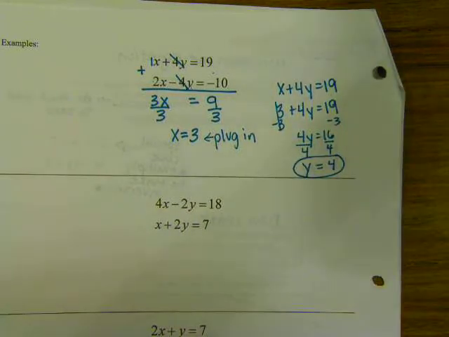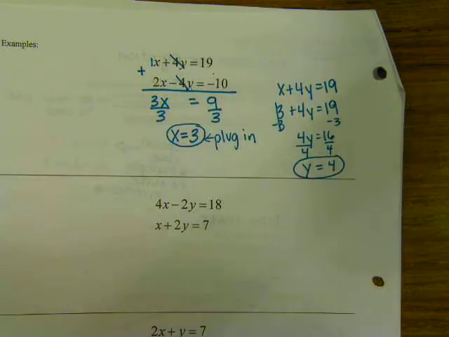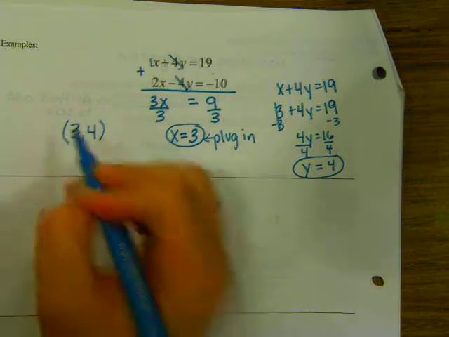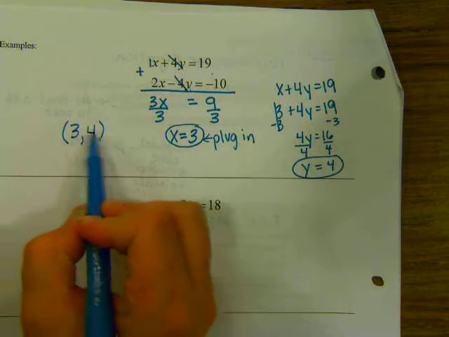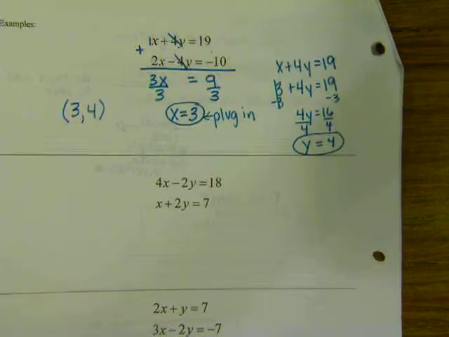And there's my answer. Sorry, I should have circled both of them. Together, they are my answer. So as a coordinate point, it's (3, 4). For multiple choice questions, they're going to show the coordinate point. But that's all there is to it, guys. Let's take a look at the second one.